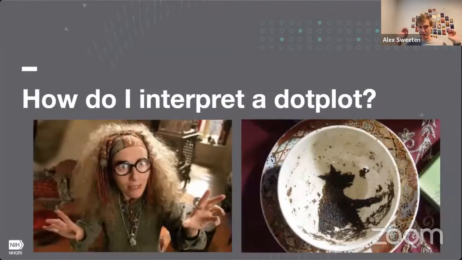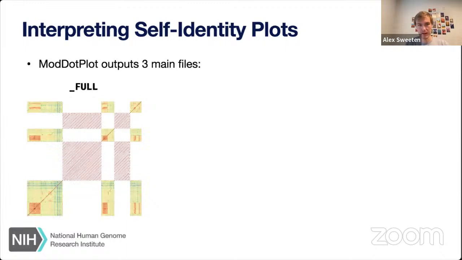Okay, cool. We have a fast tool to build dot plots. Now what? You don't have to be a divination professor in order to interpret the results of your dot plot. They are pretty straightforward, and it is very useful to know exactly what you're looking for. First of all, we're going to look just at self-identity plots. So we're not comparing to another sequence. We're just taking one sequence and comparing it against itself.